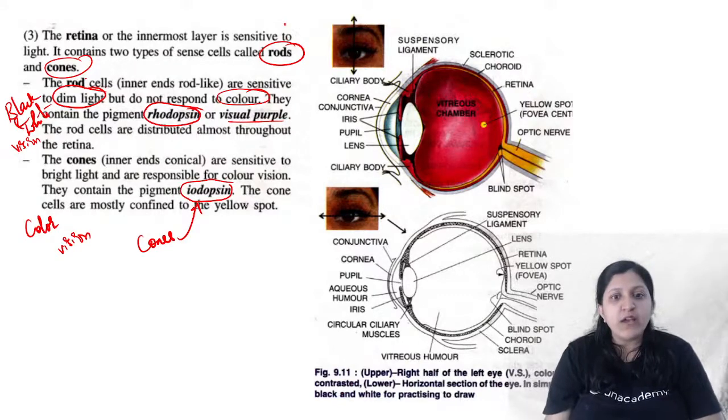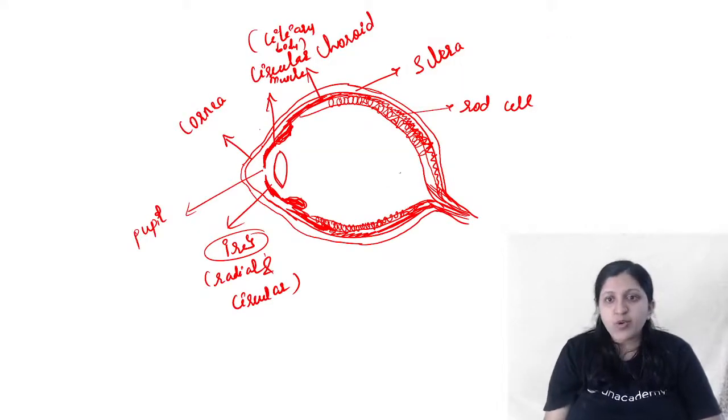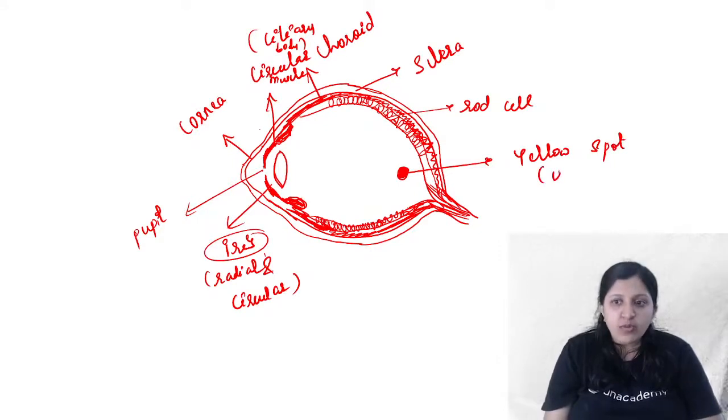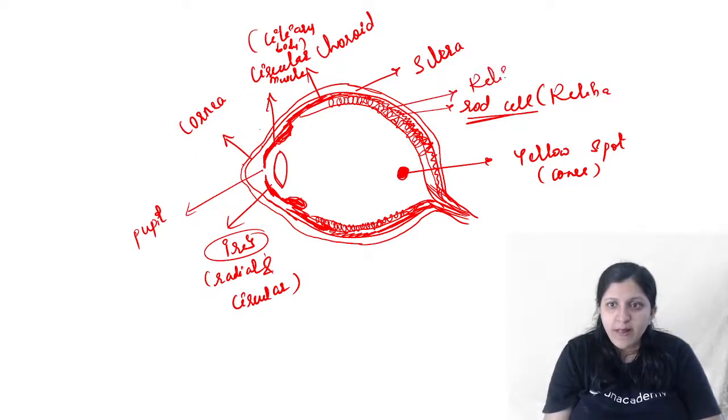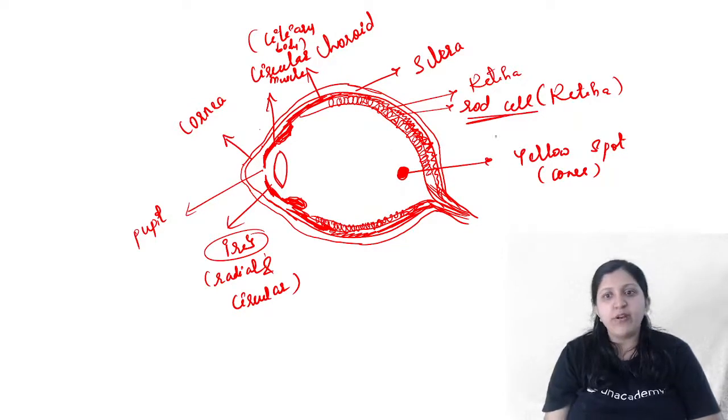These cells are mostly confined to the yellow spot, so we will draw the yellow spot here. In the yellow spot you will find more cones. The rod cells you will find in the retina, and in the retina itself it is basically more rod cells. And in the yellow spot you will find the cones.